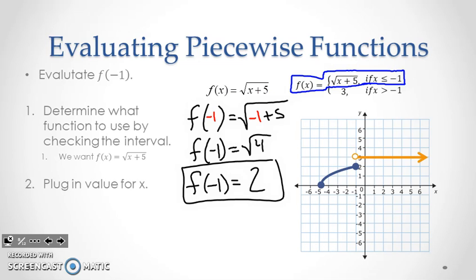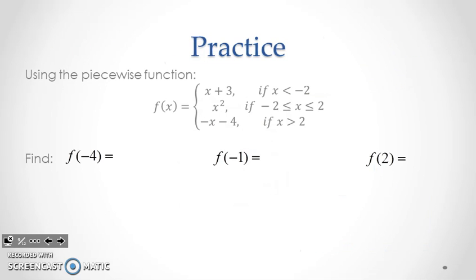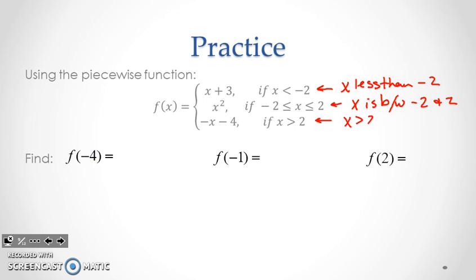Okay, so I've run through 3 different problems with you guys. I want you guys to try and do this practice on your own. Real quick before we do that, though, I just want to make sure we cover this. That is x less than negative 2. This one here is the tricky one. Remember, that's a bounded interval. So that means that x is between negative 2 and 2. And then this last one here is x is greater than 2.